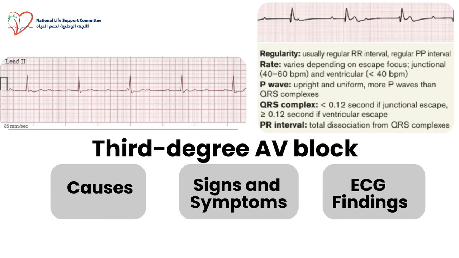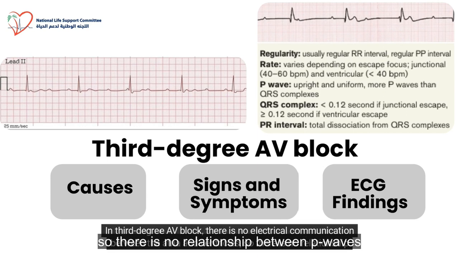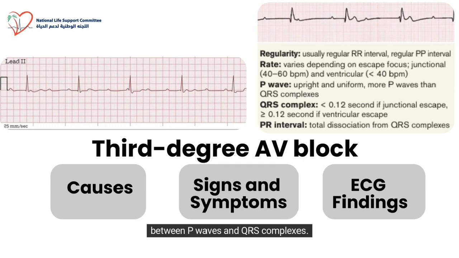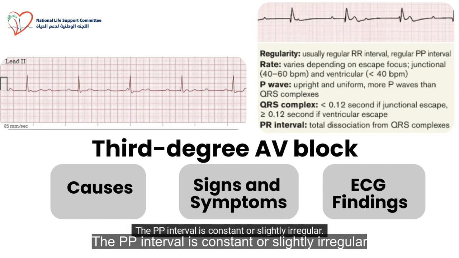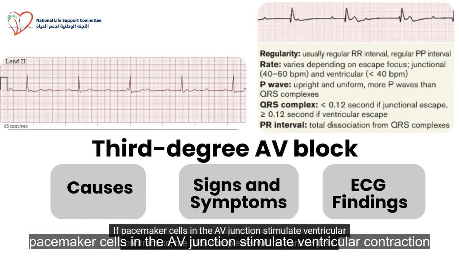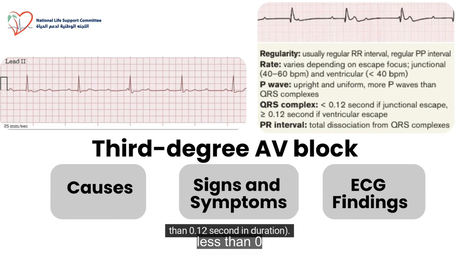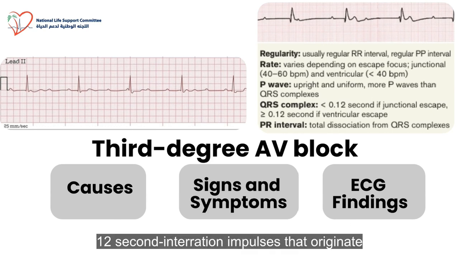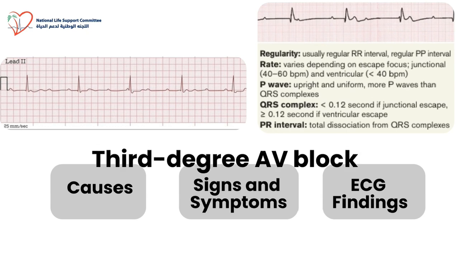ECG findings. In third-degree AV block, there is no electrical communication between the atria and ventricles, so there is no relationship between P waves and QRS complexes. The RR interval is usually constant. The PP interval is constant or slightly irregular. If pacemaker cells in the AV junction stimulate ventricular contraction, the QRS complexes will be narrow, less than 0.12 second in duration. Impulses that originate in the ventricles produce wide QRS complexes.